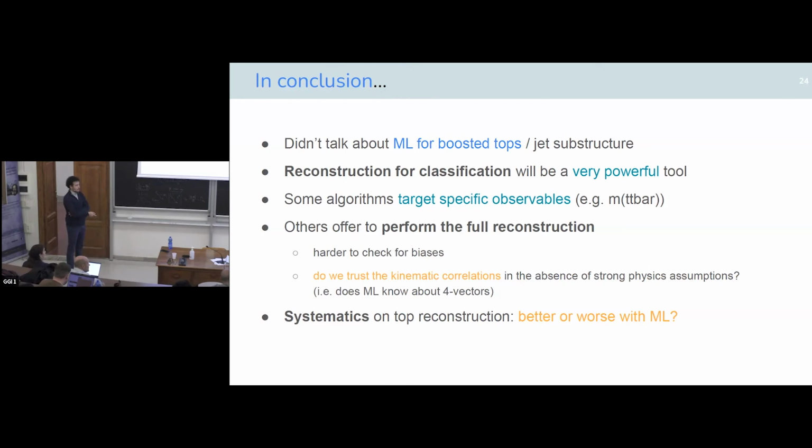And also, these methods are not so used so far, so we're still doing a lot of classical analytical solutions to our reconstruction problems. One question that is very important to keep in mind here is how do we propagate systematic uncertainties, and can we actually control them with machine learning?